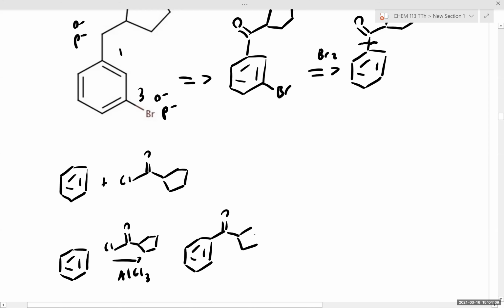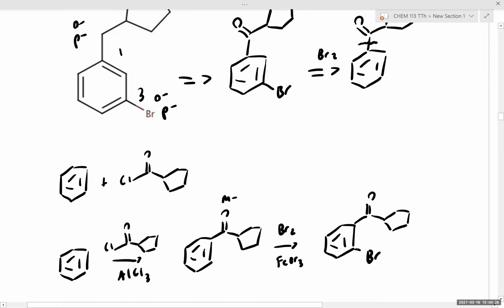generates our desired ketone. From there, we can brominate it, and that in turn generates our brominated product at the meta position, because this group is a meta director. Electron withdrawing groups direct substitution to the meta position.